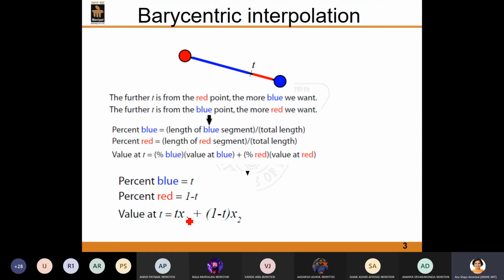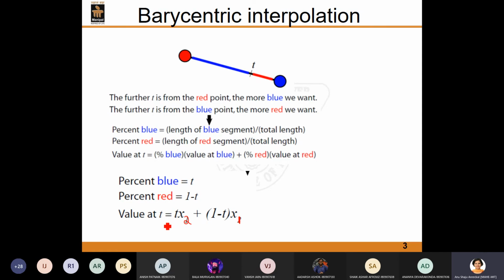In this equation, this should be tx2 over here and this should be tx1. So in this equation, let's take it as you want to find what is the value at t. I can represent that as equal to t x2 plus (1 minus t) x1.